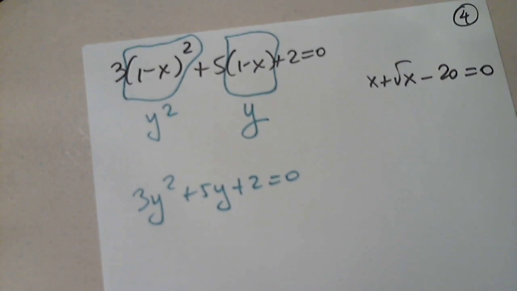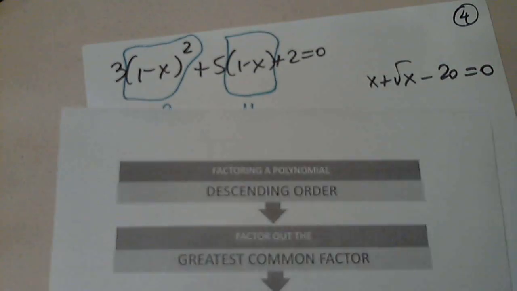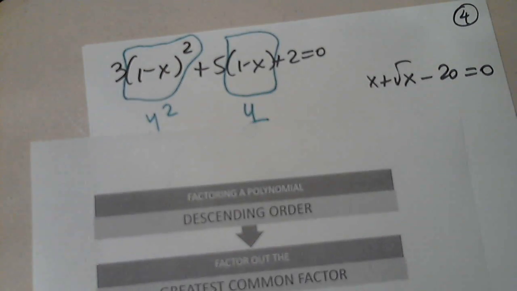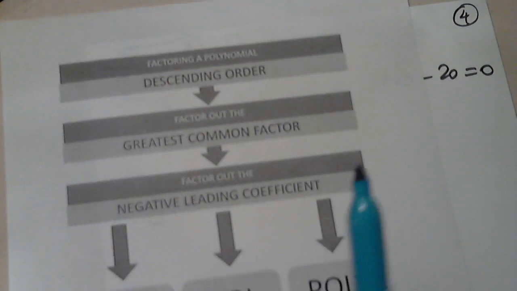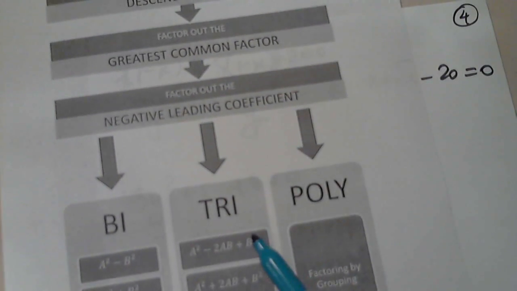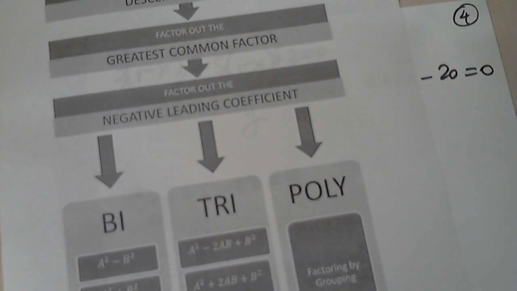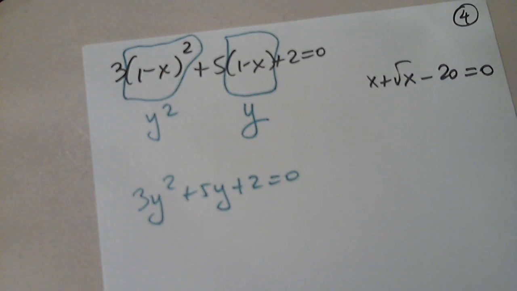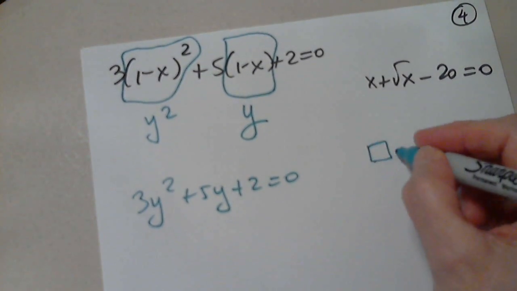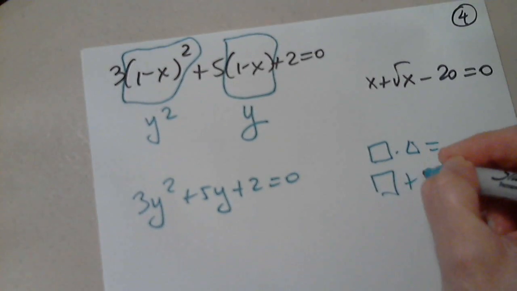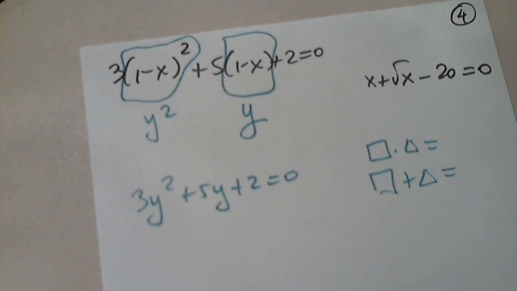So can we go through the whole steps again, over and over? Where's my handout? Descending order, yes. Greatest common factor, none. Negative leading coefficient, no. Binomial, no. Trinomial, yes. So I need 2 numbers whose product is and whose sum is. I know by now you're getting tired of this.